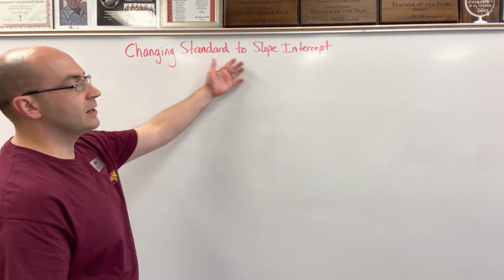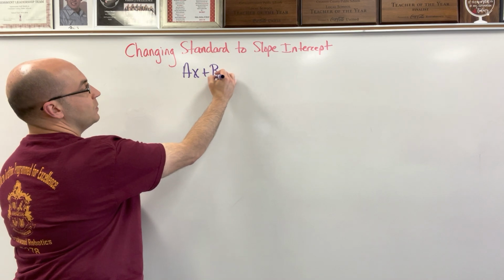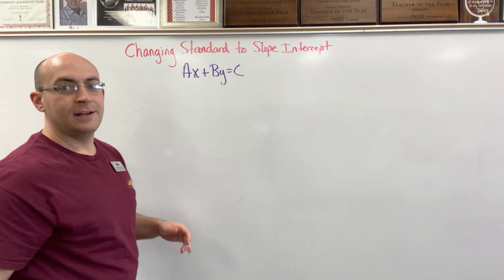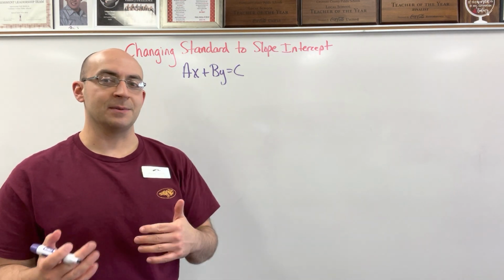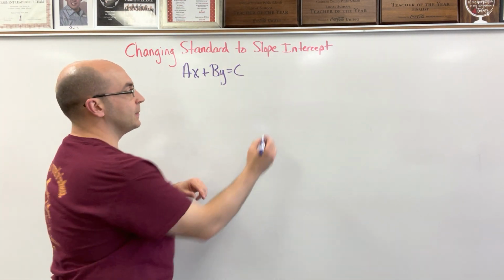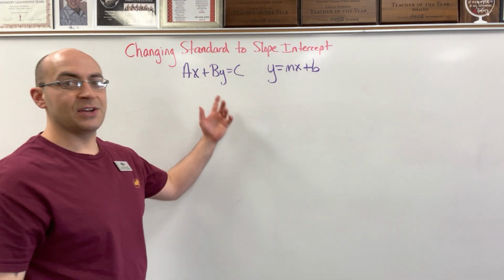When we change from standard to slope-intercept, remember that standard form is ax plus by equals c, right? Now, we don't know exactly what the slope or the y-intercept is yet. We're going to have to manipulate some things in order to make it look like slope-intercept form, which we know is y equals mx plus b, right? So we're changing this to that.